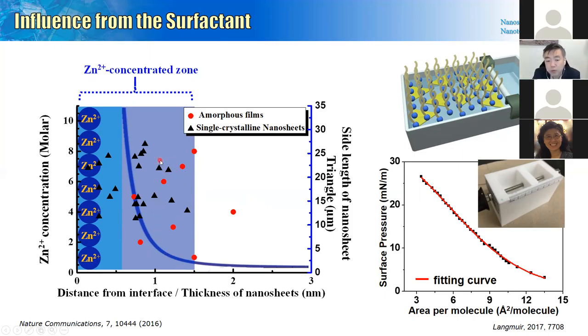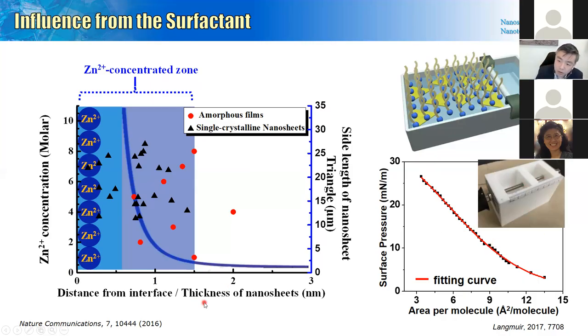So in order to prove this hypothesis, we designed a simple trough, right? Just like an LB trough. This is something that we made, and we have a bar that can be moved. So we add our precursor on one side and apply the surfactant on one side, and then move the bar to control the area. Therefore, we can control the surface pressure or the packing density for the surfactant. So this is the measured surface pressure based on the surface areas.